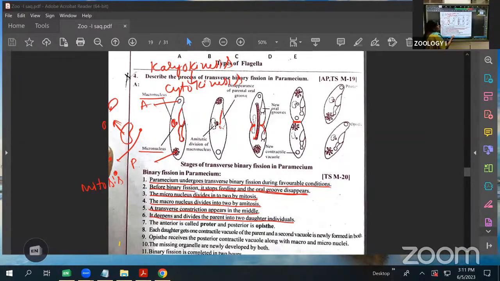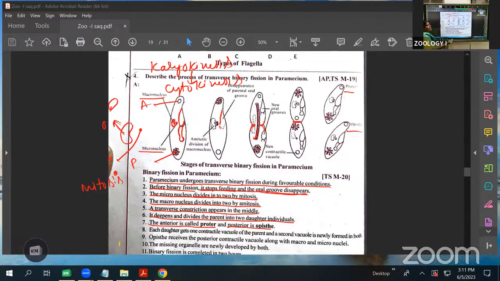While they are forming, which organelles are taken by the anterior one, which are taken by the posterior one, and which ones they can prepare on their own, we are going to discuss here. First, the anterior daughter individual: the anterior one is called a proter, and the posterior one is called an opisthe. This one is a proter, and this one is called an opisthe.